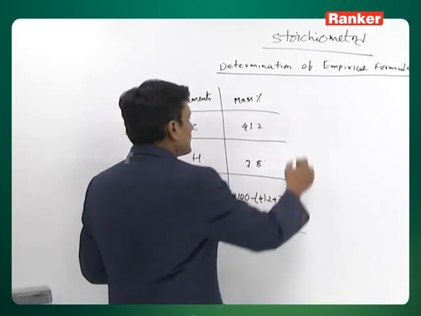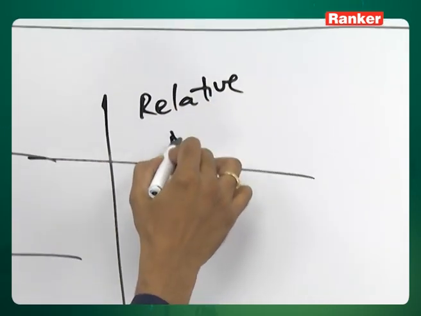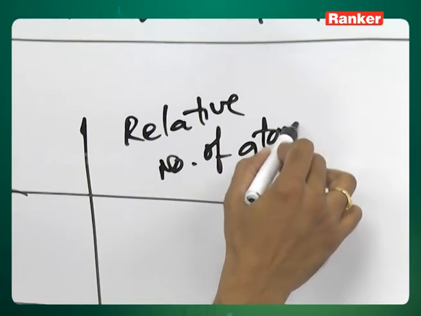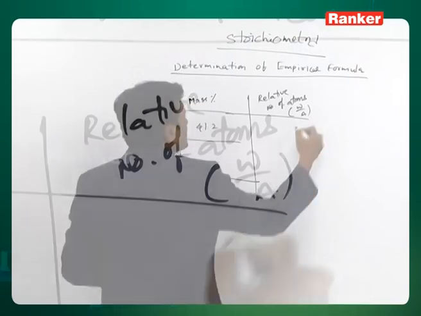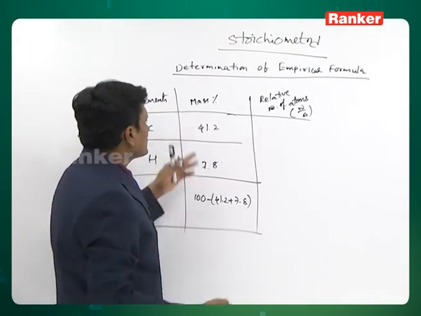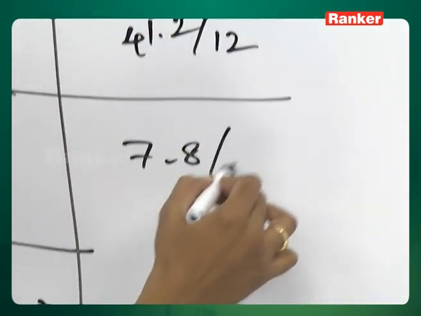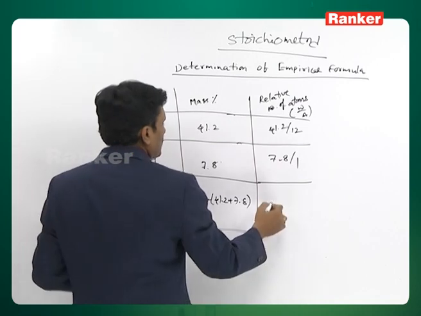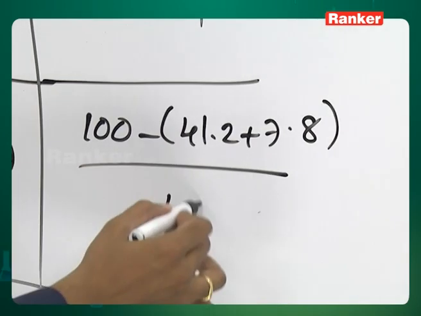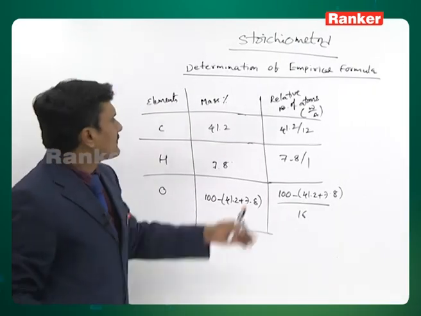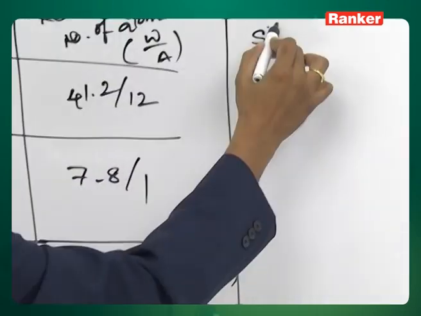For that, you have to find out the relative number of atoms. The relative number of atoms can be obtained by dividing the mass percentage by the atomic mass of the given element. So here the atomic mass is 12 for carbon, 1 in the case of hydrogen, and oxygen is the residual value divided by the atomic mass of oxygen. Now after finding out the relative number of atoms, we have to find out the simplest ratio.